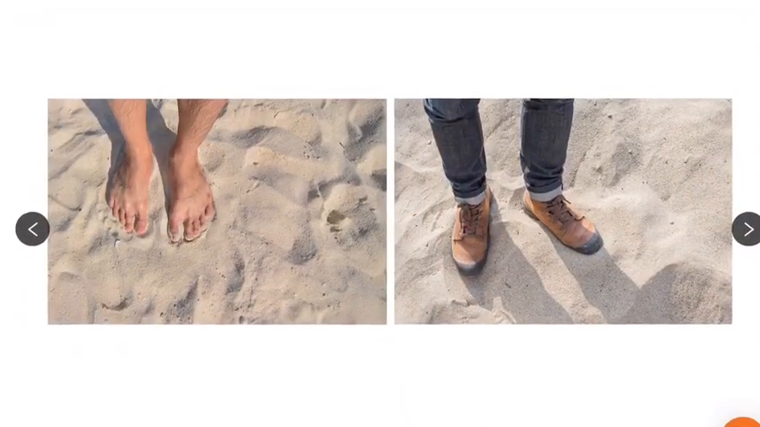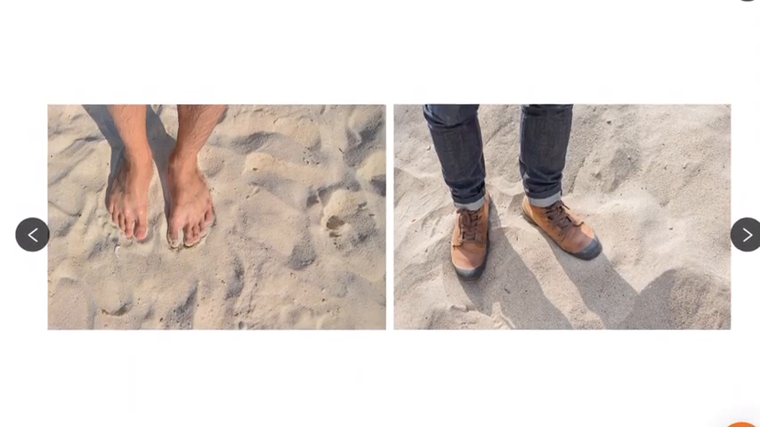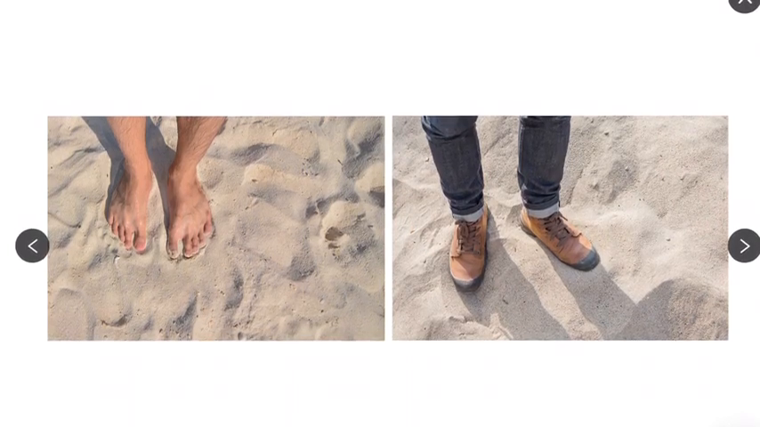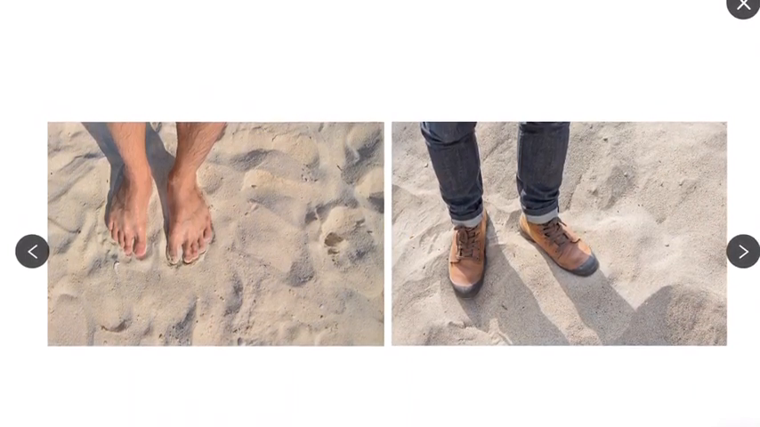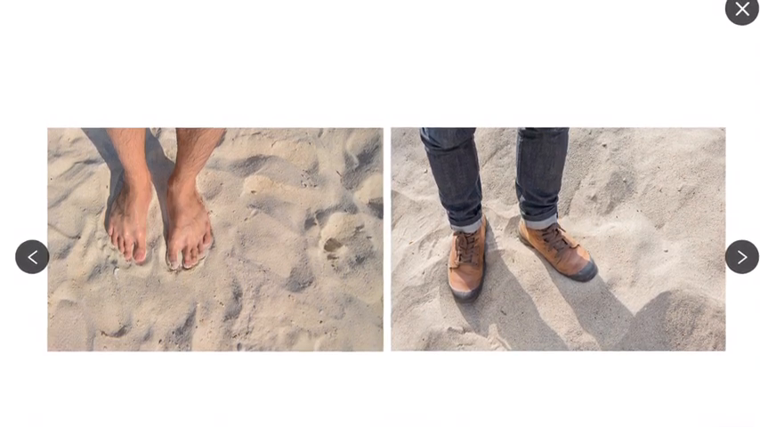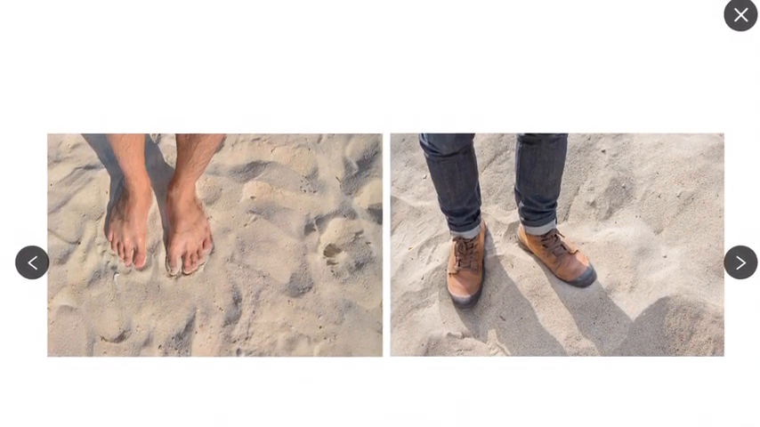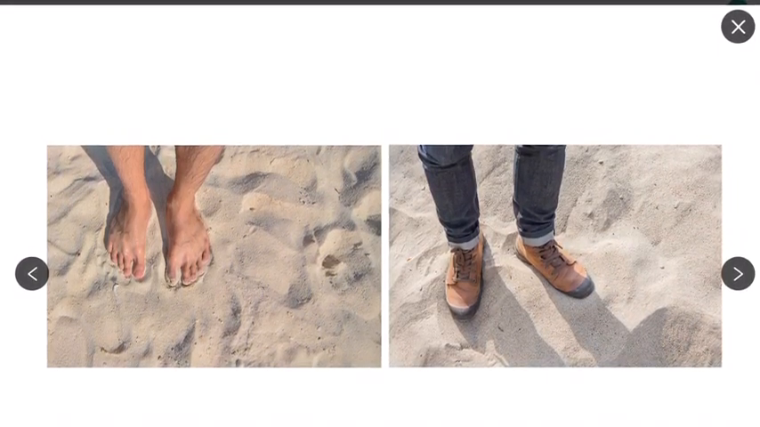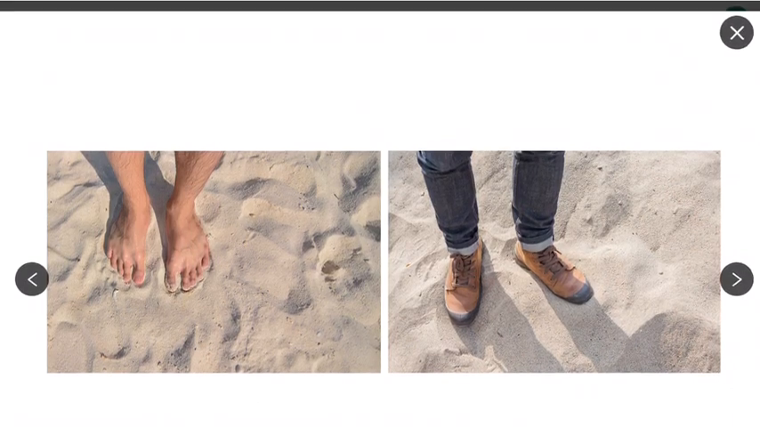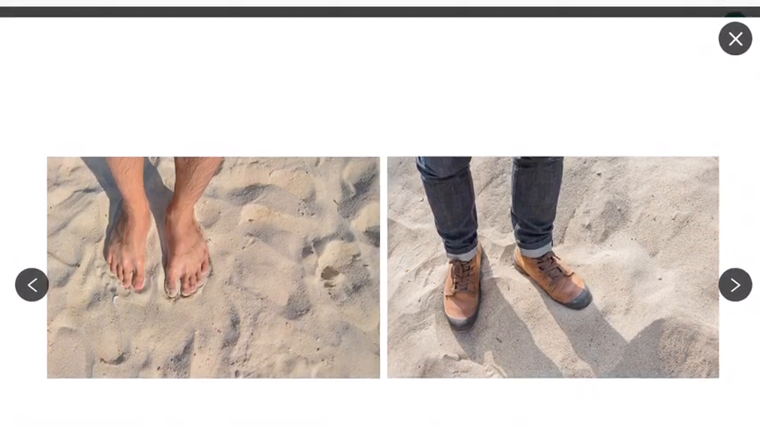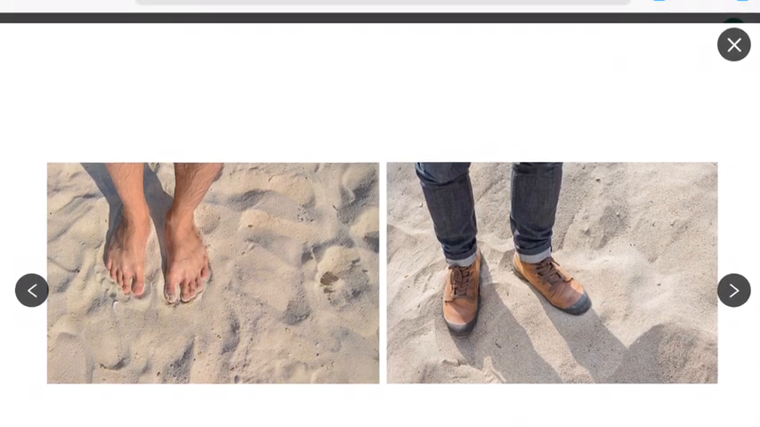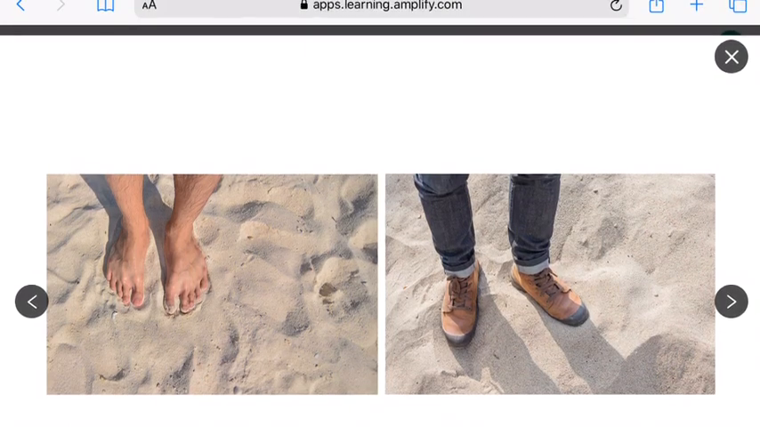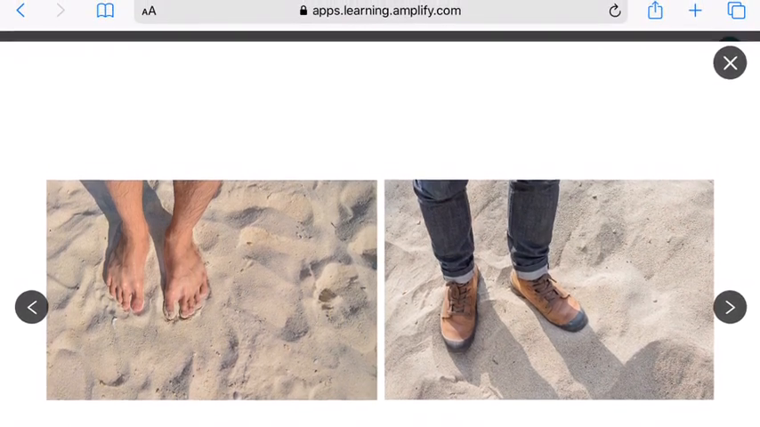Next, we have this picture of someone standing in the sand. So on the left, he is wearing no shoes because the sand is not very hot. In the picture on the right, he's wearing his boots because the sand is really hot. So point to the picture that the sun has been shining on longer. Hopefully you're pointing to the one that the man is wearing the boots because it's so hot that he can't just go on bare feet. So this is showing me that the sun must have been shining a lot longer on the sand on the right.